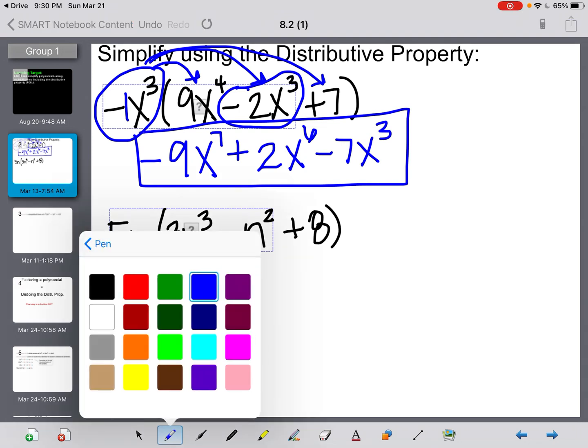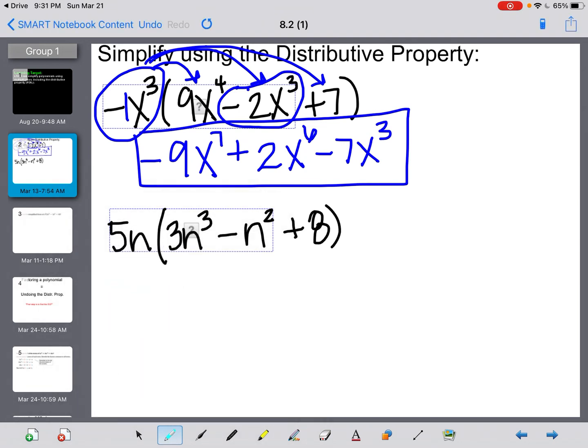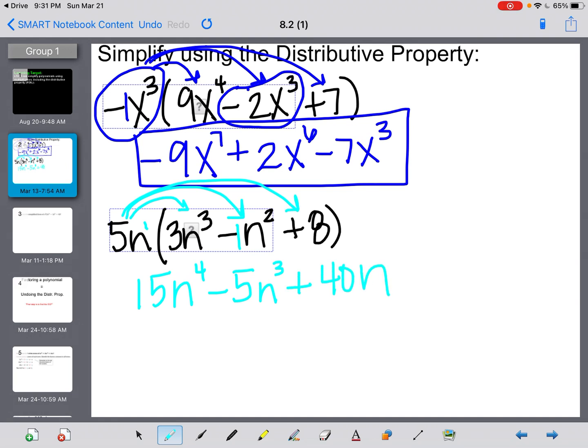All right, so in this second example, 5n times 3n to the third. 5 times 3 is 15. n to the first times n to the third gives me n to the fourth. 5n times a -1n to the second gives me -5n to the third. And then 5n times 8 gives me a positive 40n.